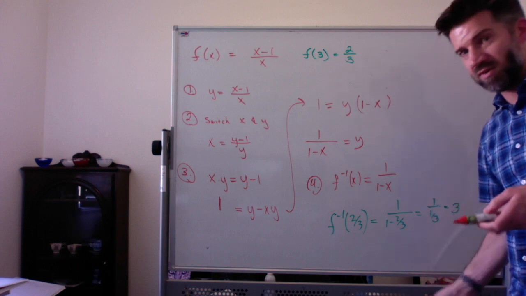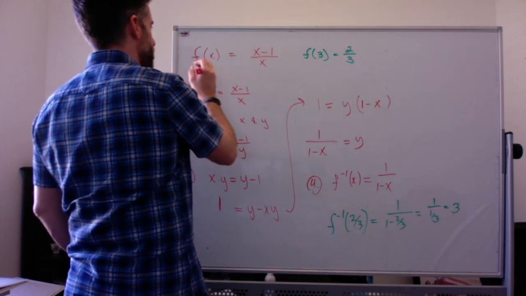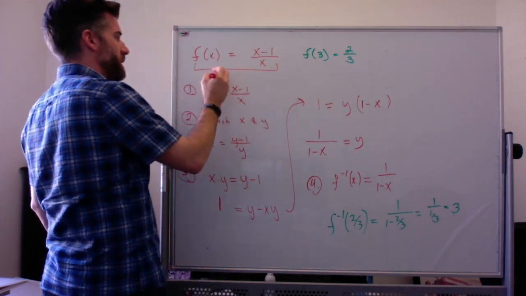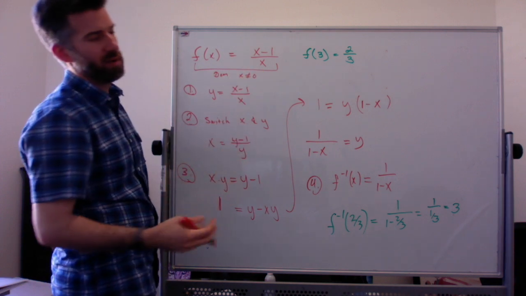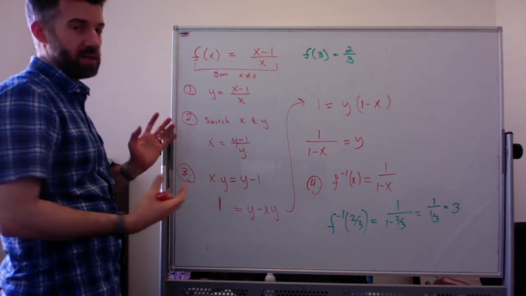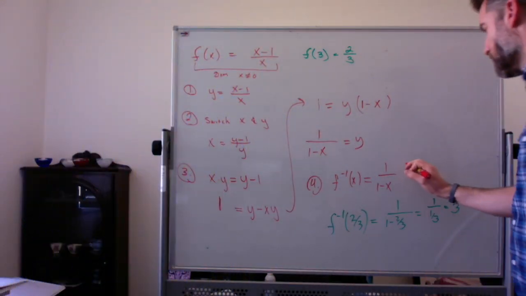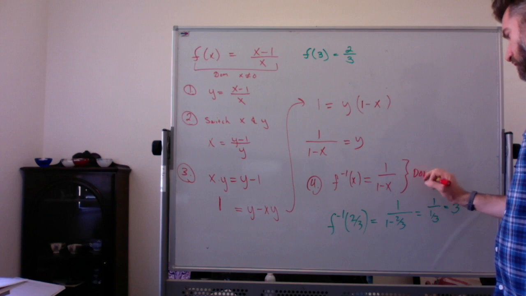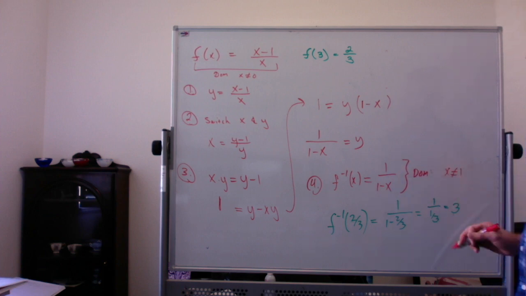The other neat thing about inverse functions is their domain and range are interchanged. So here, this function has a domain that's x not equal to 0. I mean, the nicer way to say it is everything from minus infinity to 0 and so on, but we're being a little bit lazy here. Here, the domain of this function is x not equal to 1.